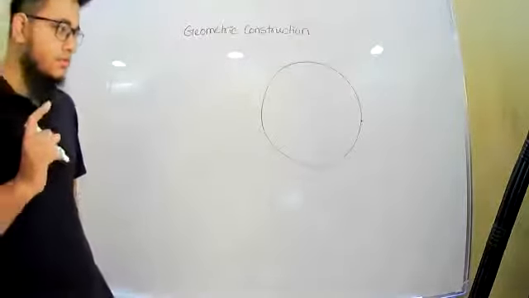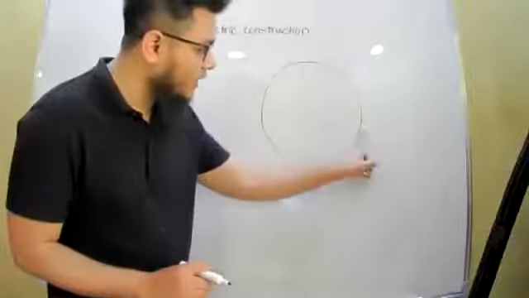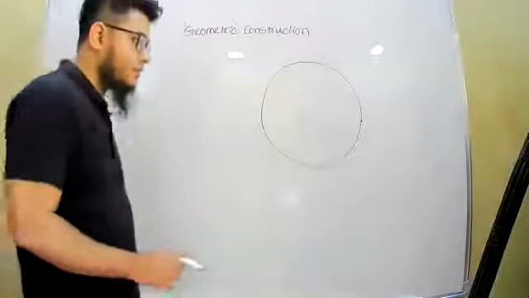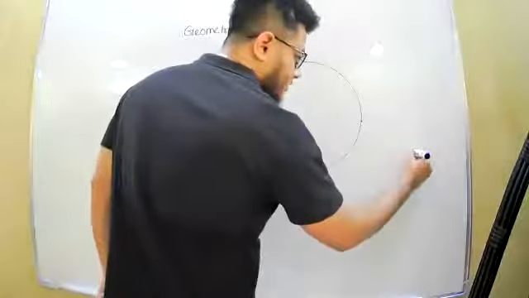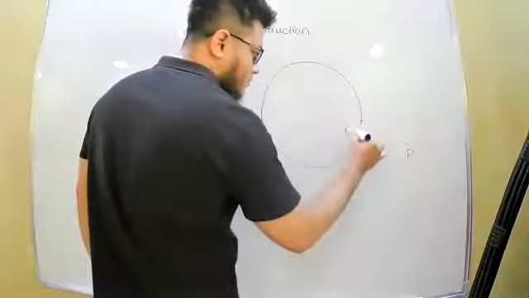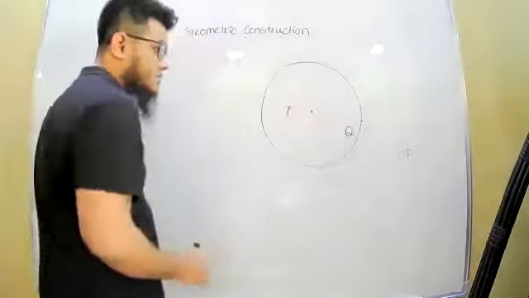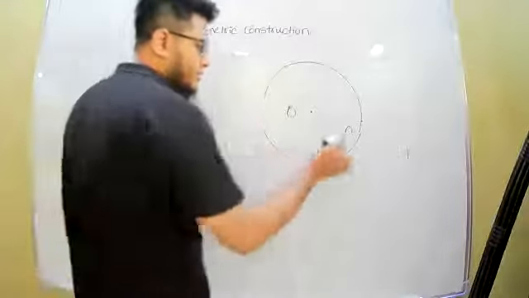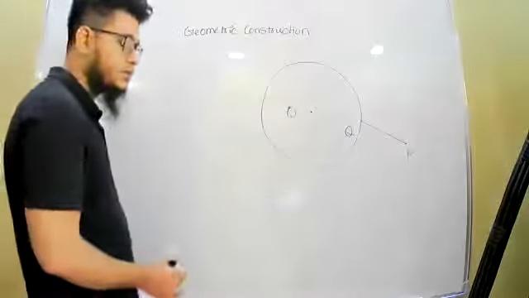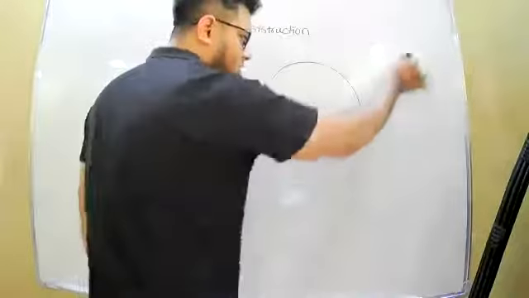So the circle that I have to draw has to pass through this point and this point, okay? So let us see how we can do that. At first, let us say this point is P and this point is Q, okay? And the center of this circle is O. So the first step is we have to join P and Q, okay? At first, we have to join P and Q. Then we have to draw the perpendicular bisector of PQ.